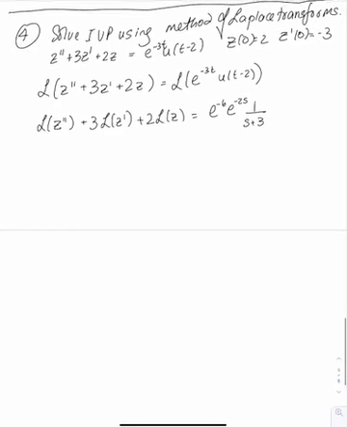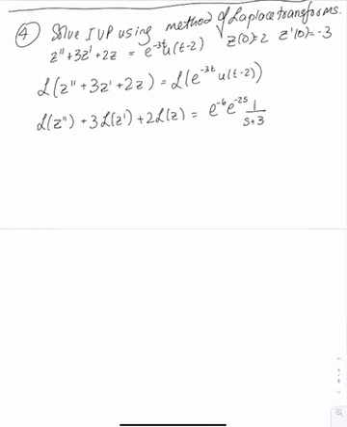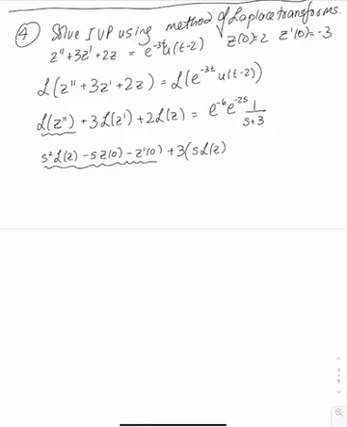Okay? All right, so coming back to this, what is this guy? It's s squared times the Laplace transform of z minus s times z of 0 minus z prime of 0. So that's the first term. Plus 3 times s times the Laplace transform of z minus z of 0. So that's the second term. Okay. Plus 2 times the Laplace transform of z, and that is e to the minus 6 e to the minus 2s times 1 over s plus 3.